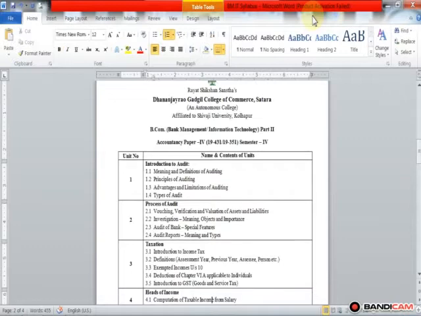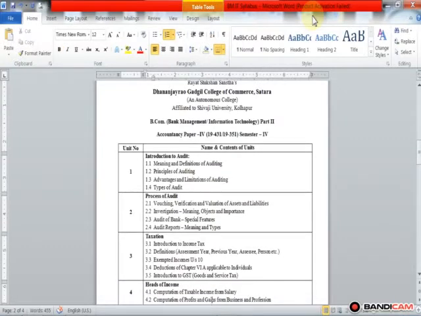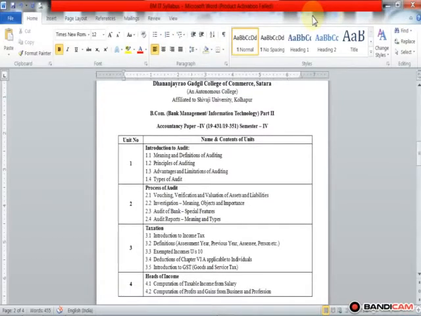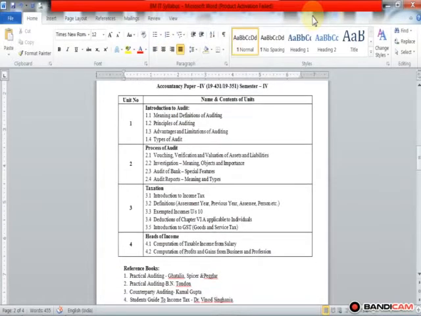Unit number 1st, introduction to audit. In this unit we have to study the meaning and definitions of auditing, 1.2 Principles of auditing, 1.3 Advantages and limitations of auditing, and 1.4 Types of audit. So in introduction of audit we study the 4 points: meaning and definition, principles of auditing, advantages and limitations of auditing, and types of audit. This is our first unit for semester 4th.